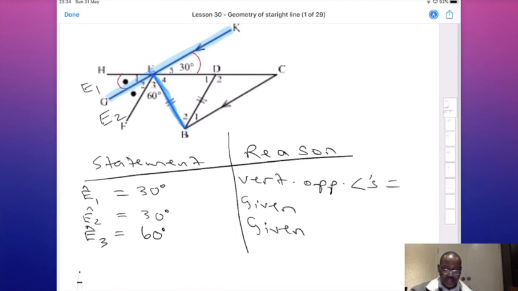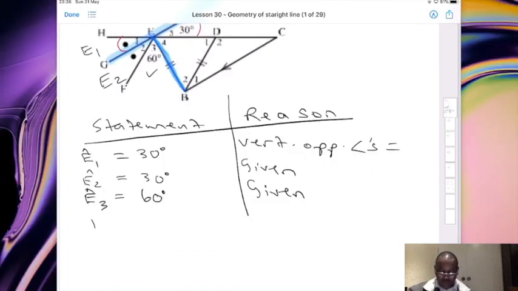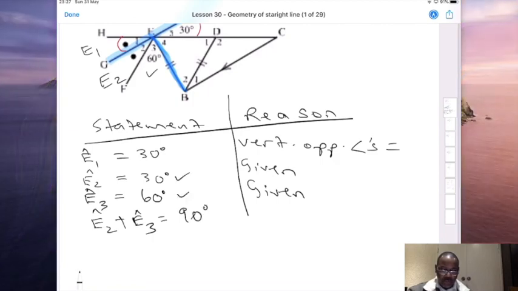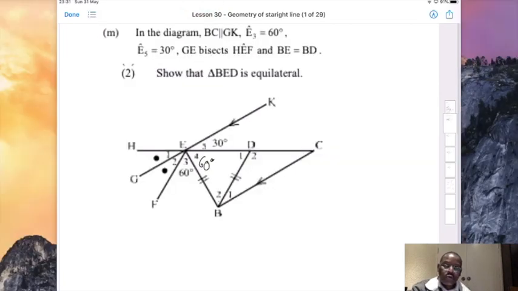And what is the reason for that one? This is also given. Now this means if you take angle E2 and add it to angle E3, you will get 30 plus 60, which is 90 degrees. I'm just adding these two angles here. That tells us that BE is perpendicular to GK.